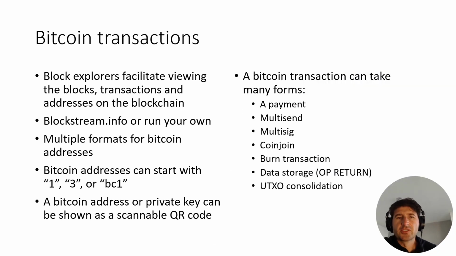Bitcoin transactions. So there's something called a block explorer, which makes it easier to view blocks, transactions, and addresses on the Bitcoin blockchain. So you can use one like blockstream.info, or you can even run your own. There are multiple formats for Bitcoin addresses, and at least the current ones all start with 1, 3, or bc1. A Bitcoin address or a private key can be represented as a scannable QR code. And a Bitcoin transaction can take many forms.